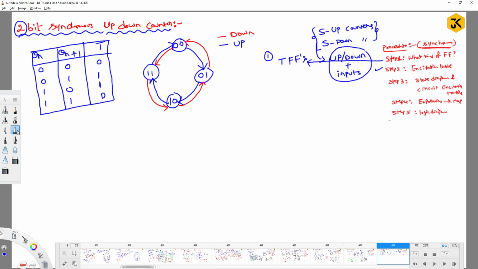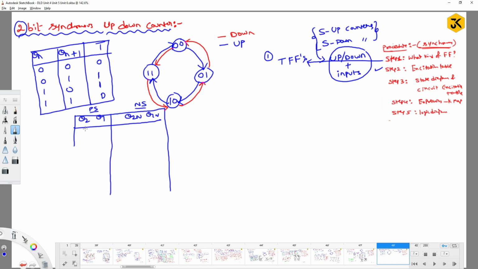If you are going to have the excitation table, basically you are going to have the present state and next state, as per the normal procedure. Let me take it somewhat above. This will be Q2 and Q1, and this will be the Q2 next state and Q1 next state. So this is the present state and this will be the next state. Here, what I will do now is take out the up counter values first.